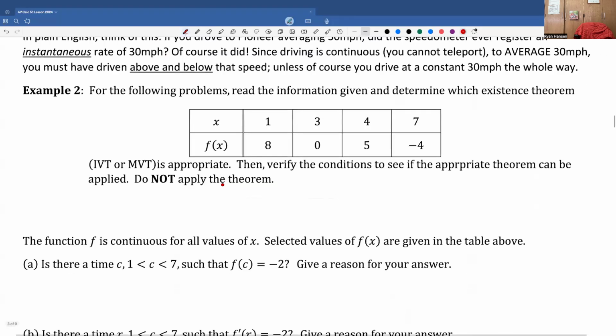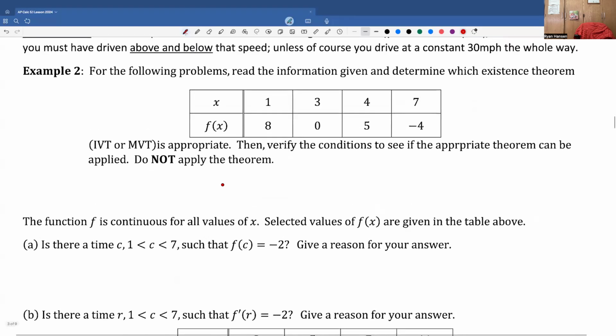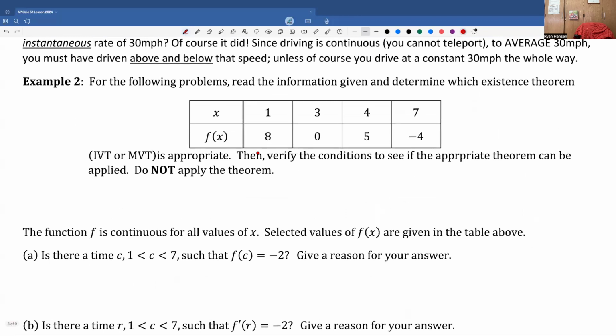So here's what we're going to do now, and I'm going to purposely cut this off. I confused myself so bad second hour. This table here is for questions A and B, and the next table is for the next problem. I formatted it real bad, but it is what it is. So this is what we're looking at. I'm giving you a table of what? F of x. Okay, that's its name, F of x. For the following problems, read the info and determine which theorem, IVT or MVT, would apply.